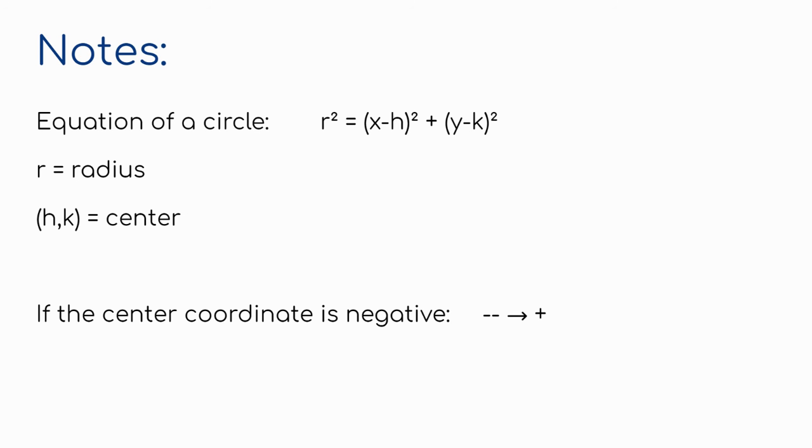All right, so if you're writing notes, some things you might want to write down to use for your problems. Equation of a circle, r squared equals x minus h squared plus y minus k squared. Make sure you write that down somewhere. That's going to be pretty tough to memorize. R represents our radius. H comma k represents our center. And another big trick to remember is that if the center coordinate is negative, minus negative turns into a plus.